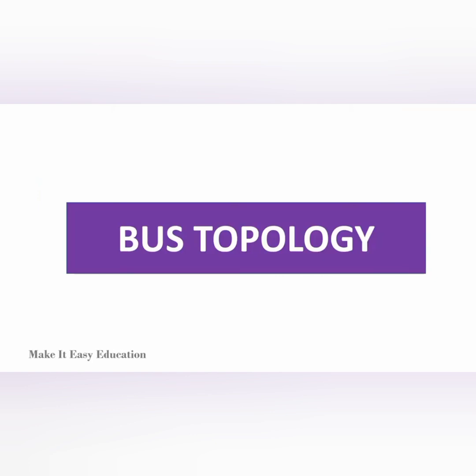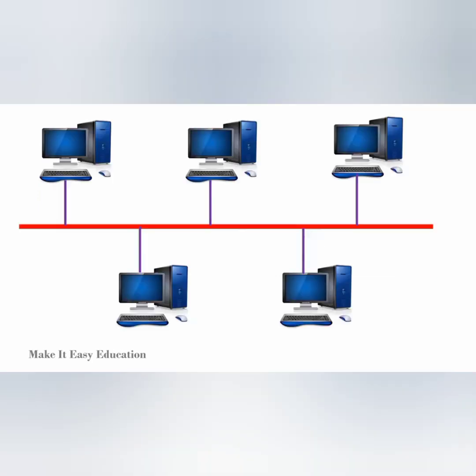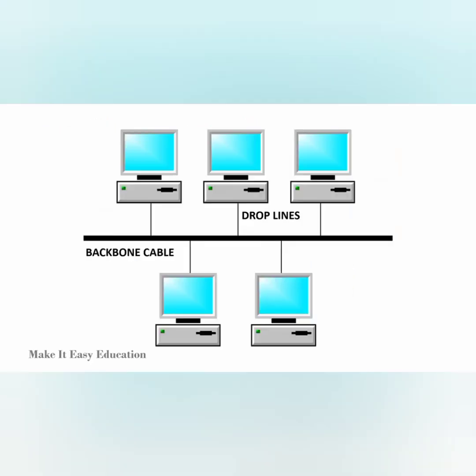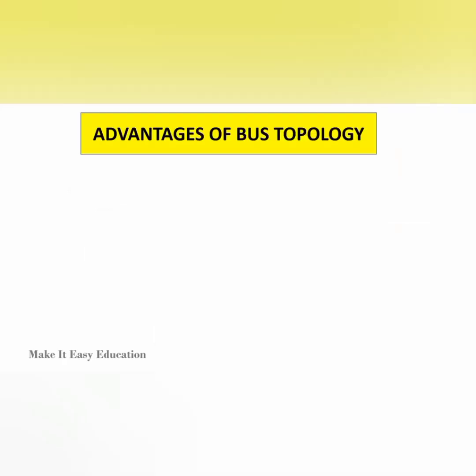Bus topology. In bus topology there is a backbone cable, and all the devices are connected to this backbone cable through drop lines. Since all the data is transmitted over the main cable, there is a limit of drop lines and the distance a main cable can have.